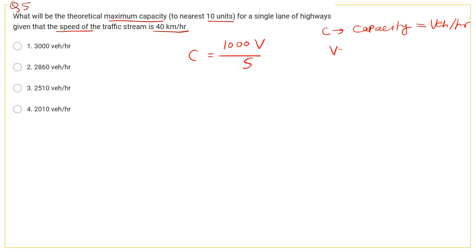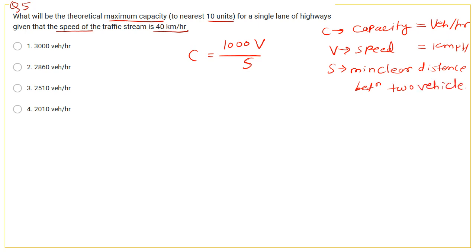V is the speed in kmph, and S is the minimum clear distance between two vehicles. S = 0.2 V + 6. S = 0.7 V + 6. These are the values for S.